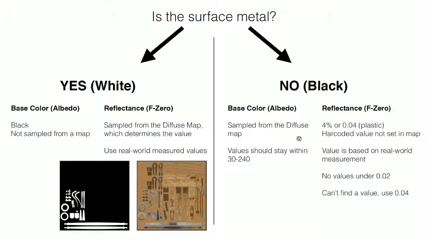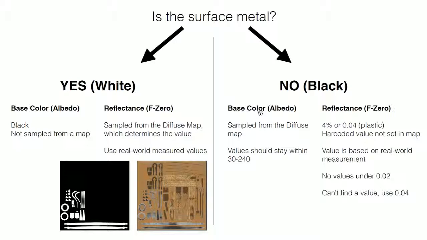This is something that's going to be hard-coded. So 4%, or 0.04, plastic. This is going to be the default hard-coded value, and it's not set in the map. So if we're saying that something is plastic or something that's not a metal, we're not setting this reflectance value. And the value is based on real-world measurement, and there are no values under 0.02.